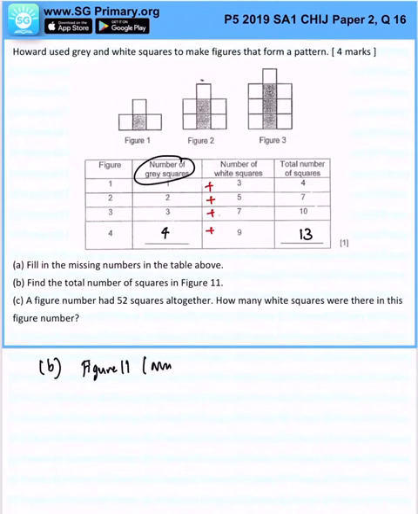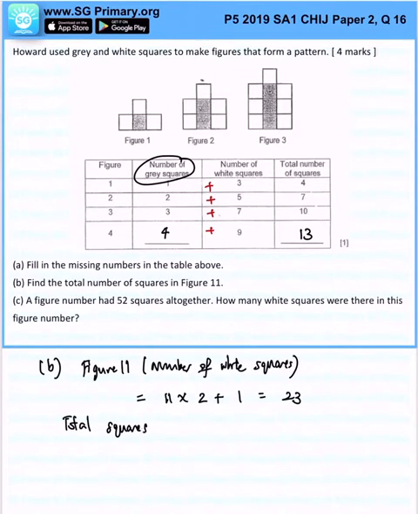the number of white squares will be 11 times 2 plus 1, which will give us 23. Got it? So therefore, the total squares would simply be 11 plus 23, which will give us 34 squares.